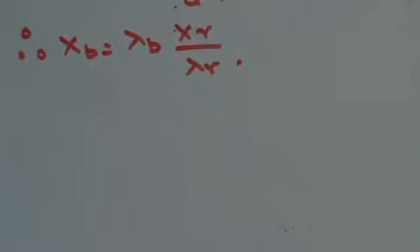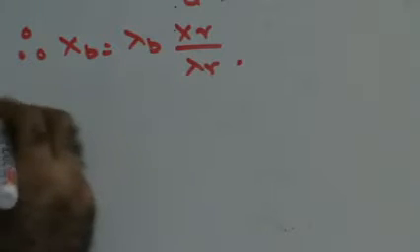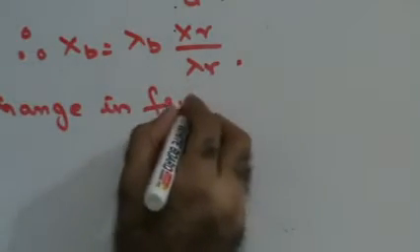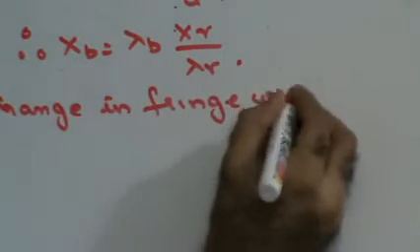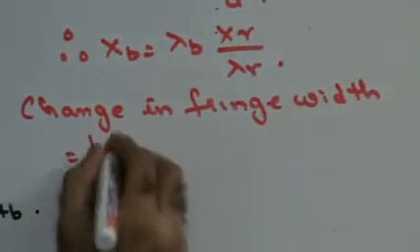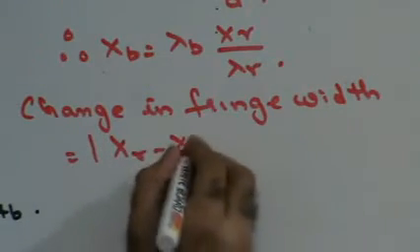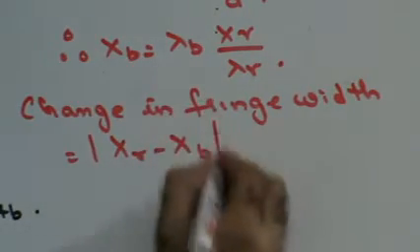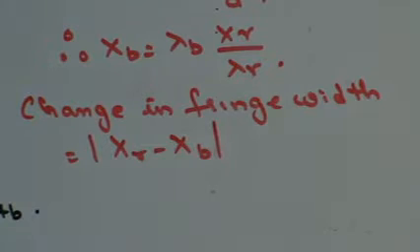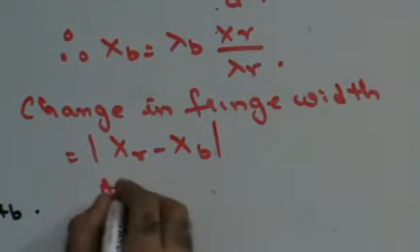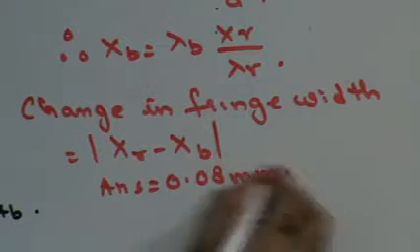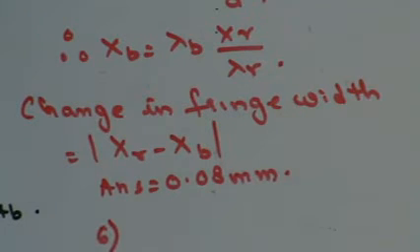What have they asked me to find out? They've asked me to find out the change in fringe width. The change in fringe width is going to be modulus of xr minus xb. That will tell you how much the fringe width is going to change by. Right? Take our next sum. The answer for this sum should be 0.08 millimeters.